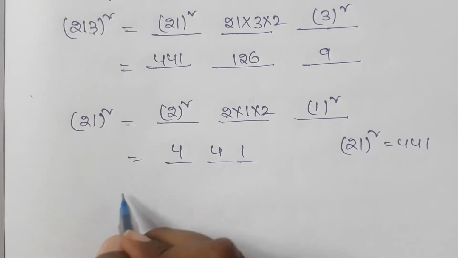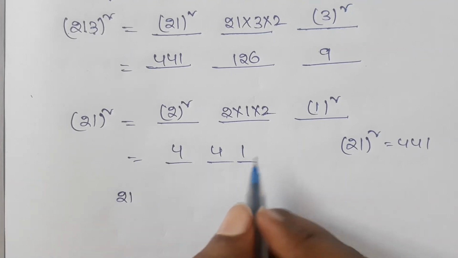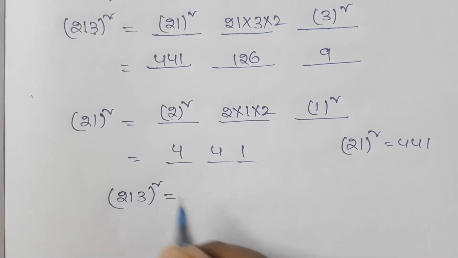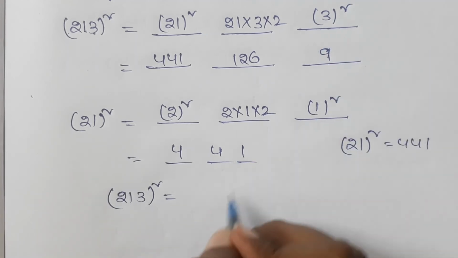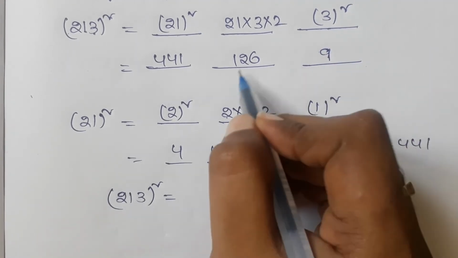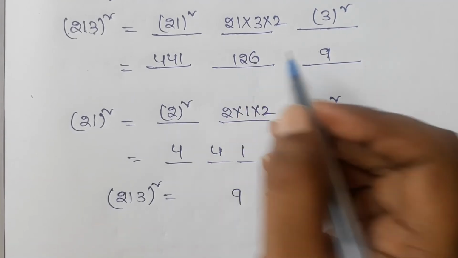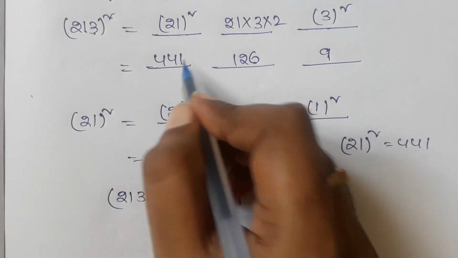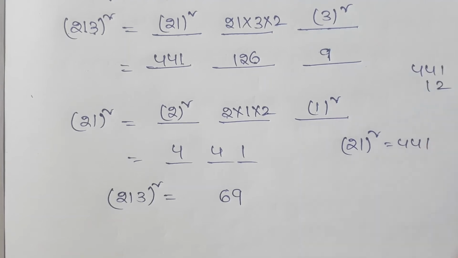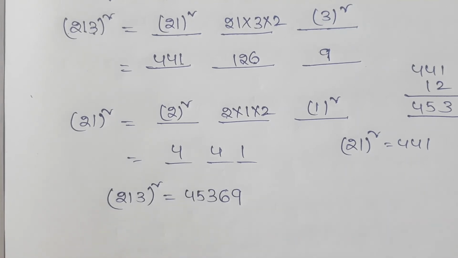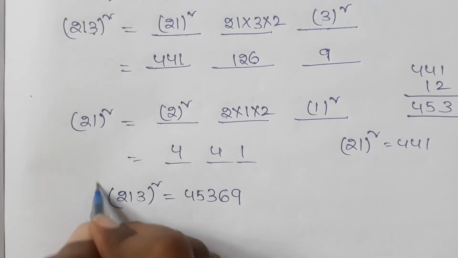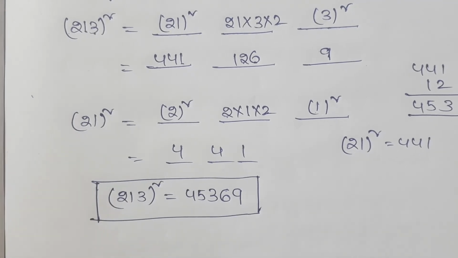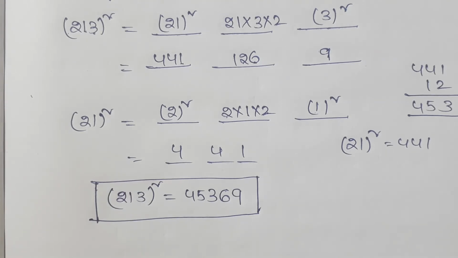Now 21 whole square equals 441, and 3 square equals 9, and this 9 to be written here, and from this 126 this 6 to be written, and this 12 to be carry forwarded to 441. That is 441 plus 12 equals 453. And the square of 213 is 45369. Let's see another example for total clarification.